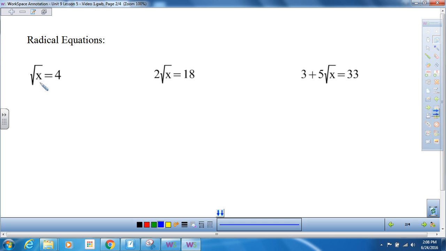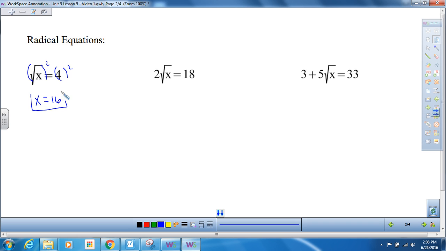Alright, so I want to get x. The square root of x is what I have, and I need to get rid of that square root symbol. Well, to cancel a square root, you do the inverse, which would be to square. So as long as you do the same thing on both sides, then your equation remains equal. It remains balanced. So you can square both sides. So you're just left with x. When you square a square root, you're left with just what's underneath. And then 4 squared is 16.